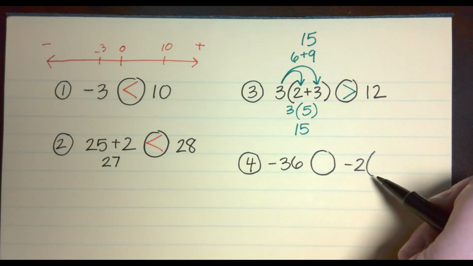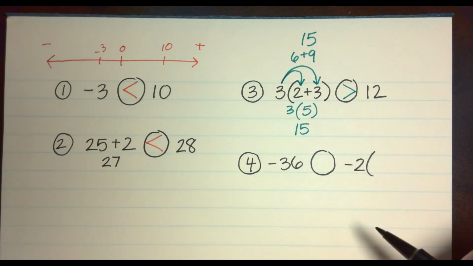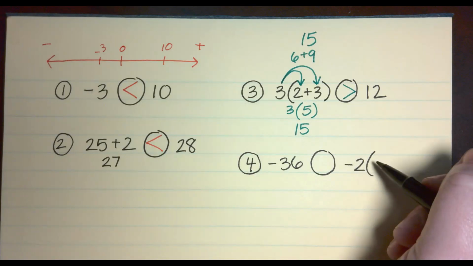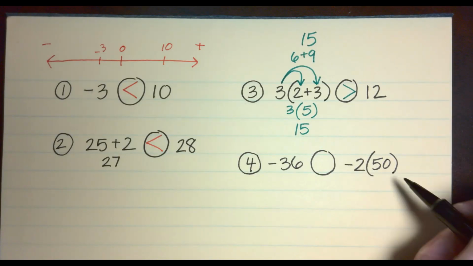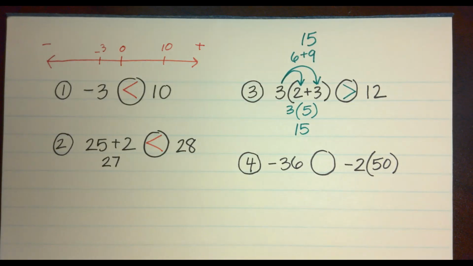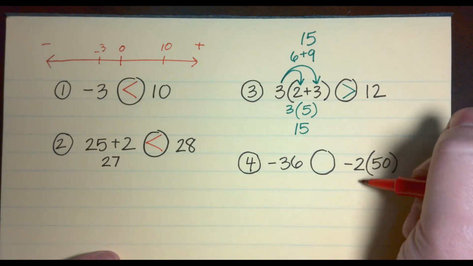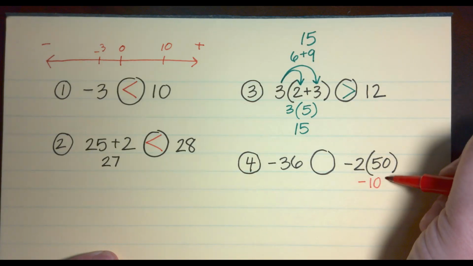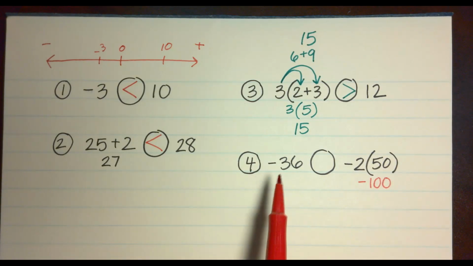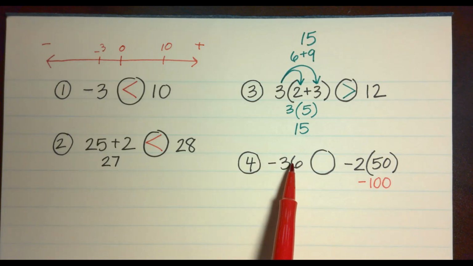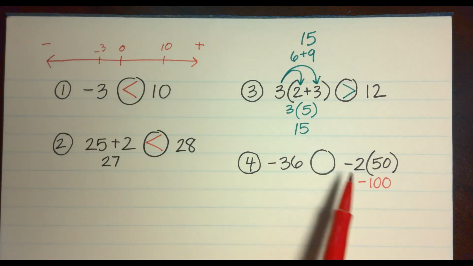I have negative 36 is what then negative 2 times 50? Less than. Well, first, what is this value going to be? That's going to be negative 2 times 50. Yeah, and what is negative 2 times 50? Negative 100. Yes, negative 100. So, negative 36 is what than negative 100?